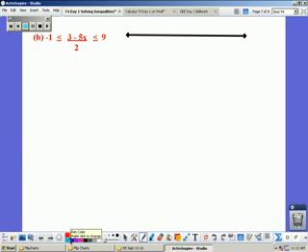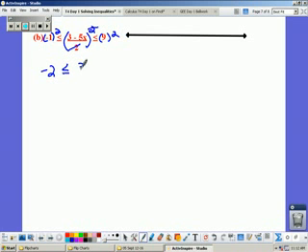Multiply by 2, because this is divided by 2, you want to multiply by 2, and you have to do that to every single piece. So that 2 is going to disappear, it's going to cancel. And you have negative 2 less than or equal to 3 minus 5x less than or equal to 18.